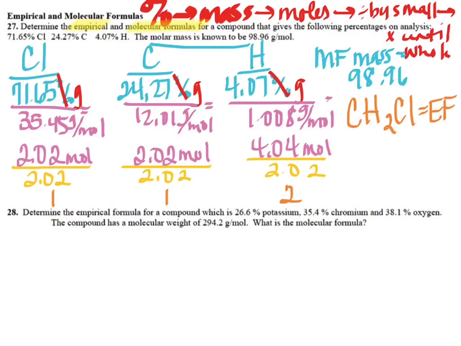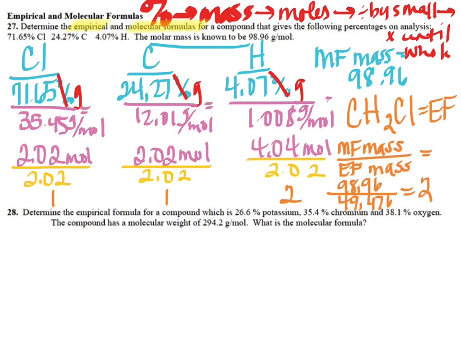Now it wants us to find the molecular. So to find what our subscripts need to be multiplied by, we are going to take the molecular formula mass, and we're going to divide it by our empirical formula mass. So we are given 98.96. We need to find the mass for CH2Cl. And I got 49.476. And that gives me 2.